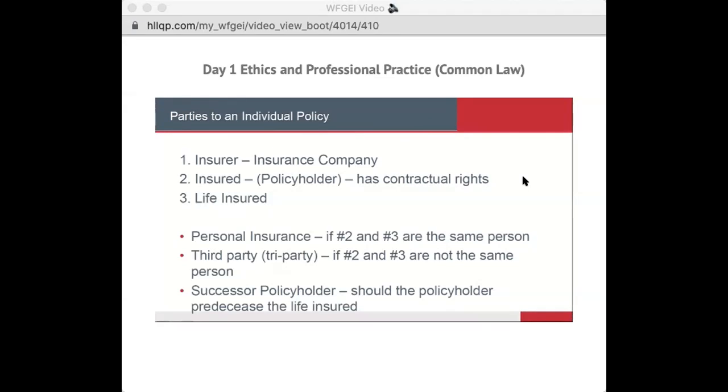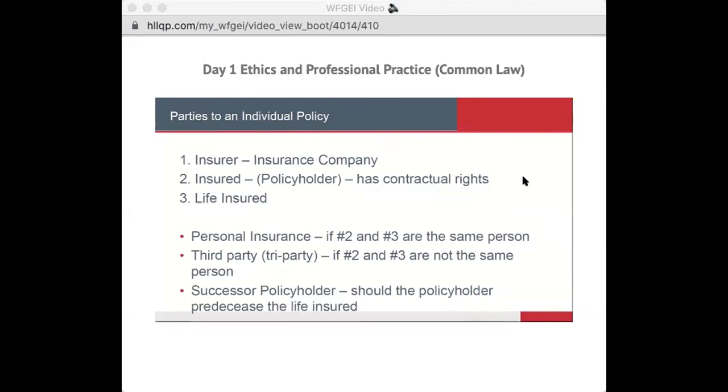But if number 2 and number 3 are different persons, then it's called a third party or tri-party contract. In other words, if I buy a policy on my wife, or my child, or my partner, that is a third party contract, and I am the insured. I still have all the rights, and my spouse now is the life insured. But like I said, the life insured doesn't have any rights. All the rights lie with the insured.